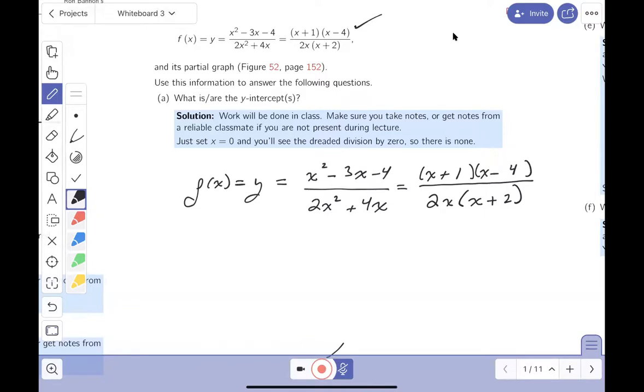Now they say, what you're going to do now is answer questions one at a time. And certainly I want to answer one question at a time. And we'll look at the picture later. So letter A says, what is or are the y-intercepts? I don't know. How do you do that?